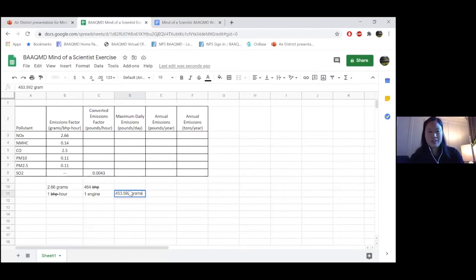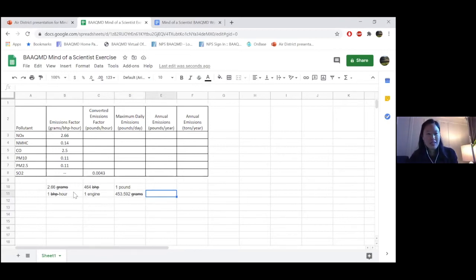453.592 grams per 1 pound. I'll spell it out. And then the grams will cancel out. This is set up kind of like a multiplication. I didn't explain that. It's kind of like a fraction, but in Excel, I'm going to end up multiplying these factors. So this is how I'm showing my work in Excel. And so I'm left with pounds per hour per engine.